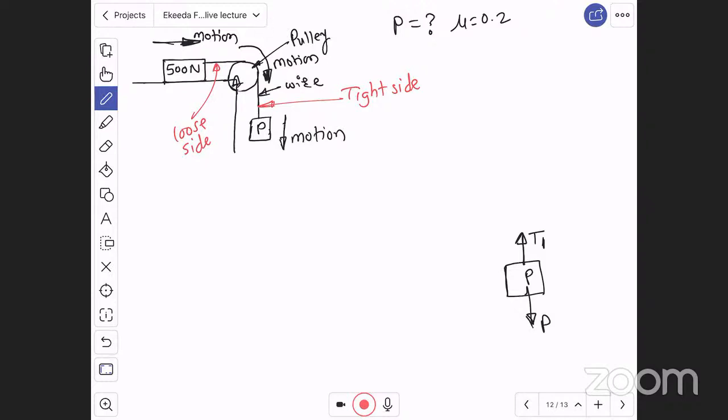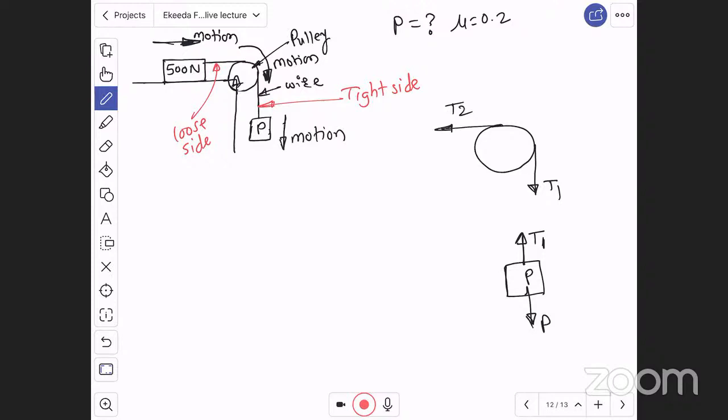Now, let us go for free body diagram of pulley. Let us say this is a pulley, right? For pulley, tight side is going downward. This is a T1, and right side and towards left there is a loose side T2, right?